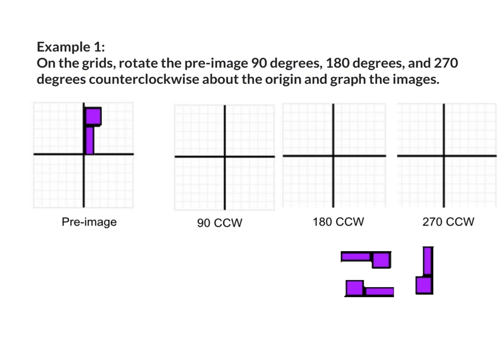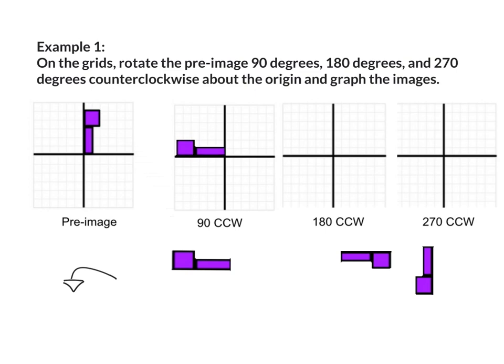Example number 1. On the grids, rotate the pre-image 90 degrees, 180 degrees, and 270 degrees counterclockwise about the origin and graph the images. So remember, counterclockwise means the opposite direction of the clock. So we're going to be rotating to the left. So I'm going to take my pre-image and I'm going to rotate it one time to the left. So it's going to be on its back. So the image that looks like that is this one here.